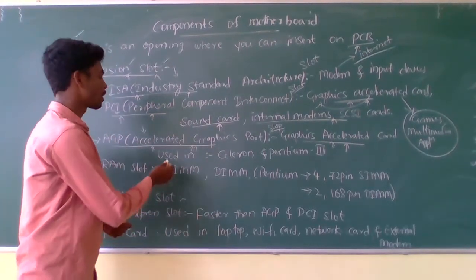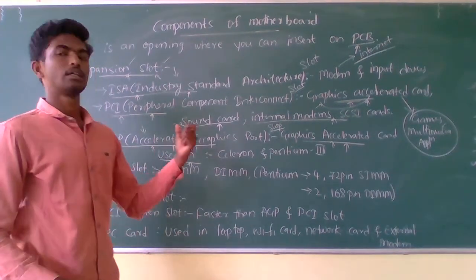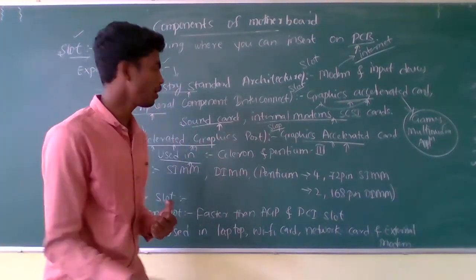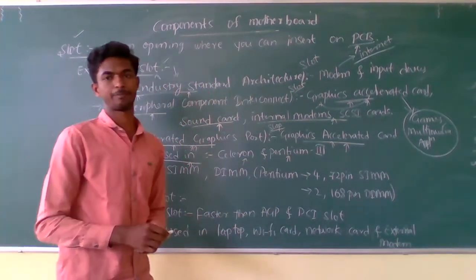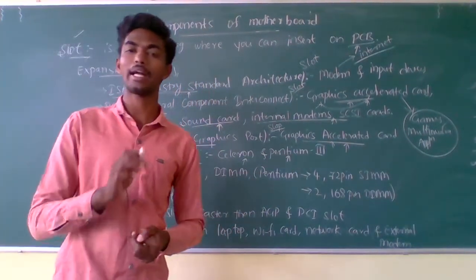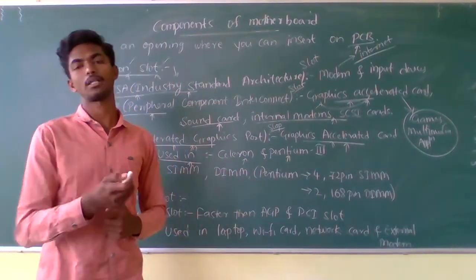That's the one. This slot is mainly used in motherboards of the Celeron and Pentium 3. AGP is mainly and specifically used on Celeron and Pentium 3 motherboards.